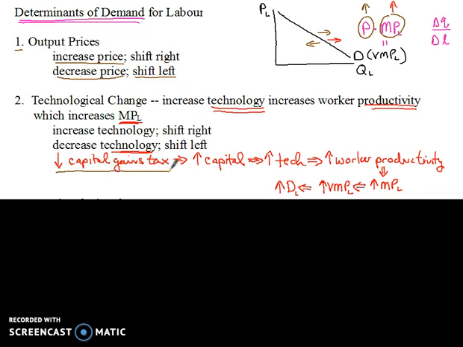If you lower the capital gains tax, okay, the capital gains tax is the tax on when companies are buying capital, when they're buying things like sewing machines. If you're going to lower the capital gains tax, that will increase the amount of capital that companies are willing to purchase, and that will therefore increase technology, which will increase worker productivity. And now here comes the rest of my argument, that increases the marginal product of labor, which increases the value of the marginal product, which actually increases the demand for labor.